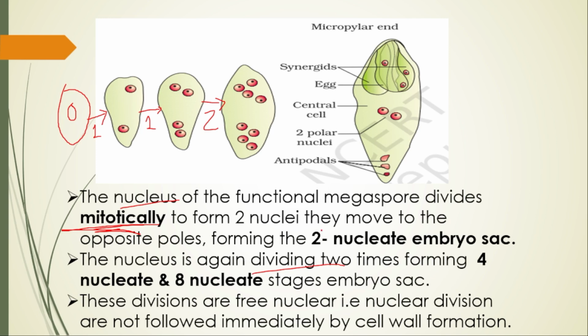The nuclear divisions are not followed immediately by what? Cell wall formation. Only the nuclei are divided. You see, there is no formation of cells. But after the formation of these nuclei, what happens? From each opposite pole, one of the nuclei will move towards the center, and the remaining 3 will stay the same. That one we will discuss in the next slide.